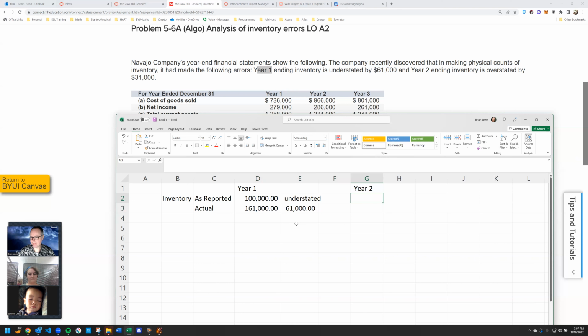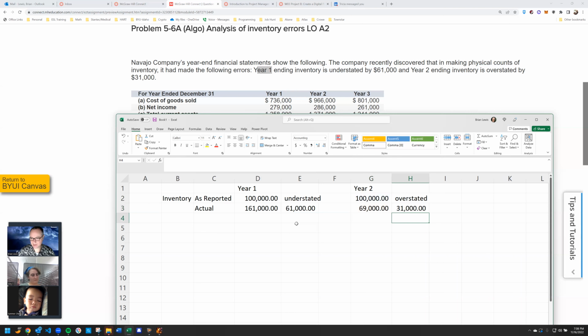So if we start out with the same $100,000, overstated means that it should have been less. That's overstated. Then it should have been less than that by 31, so that would end up being 69,000. So we should see that when we subtract these.